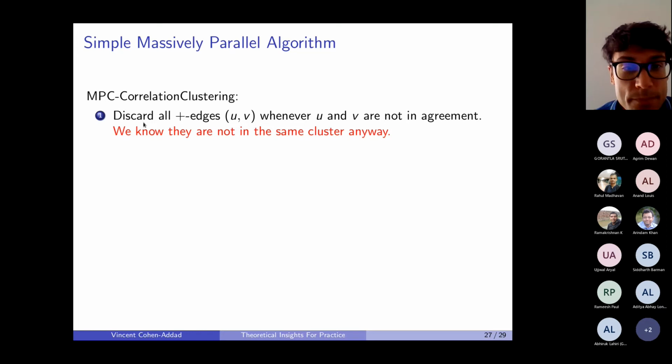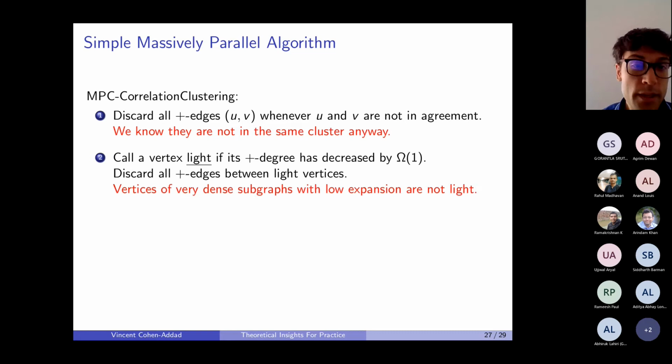Take your graph and remove all the plus edges uv where u and v are not in agreement, because we know that they are not going to be in the same cluster. Now we call a vertex light if its plus degree has decreased by a constant factor. If you have a vertex for which you have removed most of its plus edges at the previous step, it means that it is not in agreement with most of its neighbors. So we can discard all the plus edges between light vertices. Vertices of a very dense subgraph with low expansion are not light.